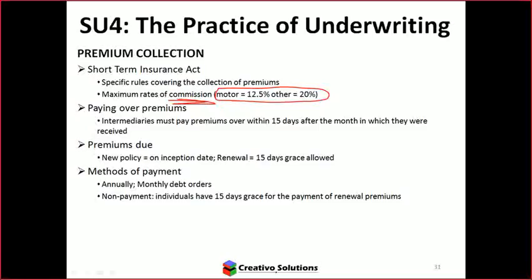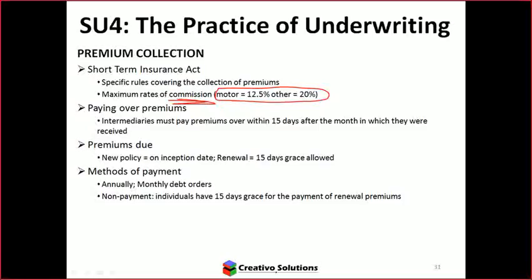Yes. Okay, so you can have commission that's lower, but you can't have commission that's higher. It's capped, to protect the consumer or the insured as well. Paying over premiums: intermediaries have to pay over premiums within 15 days, and premiums are due. In terms of new policies, there's a 15-day grace period allowed in terms of renewal.